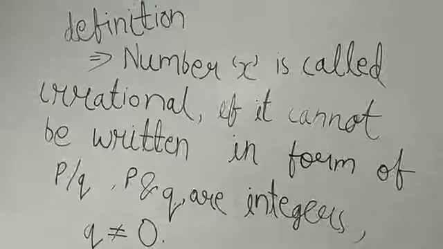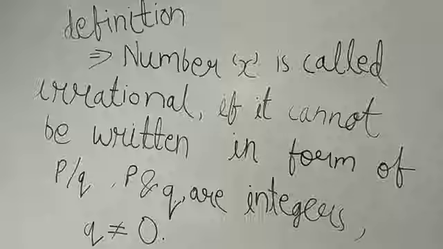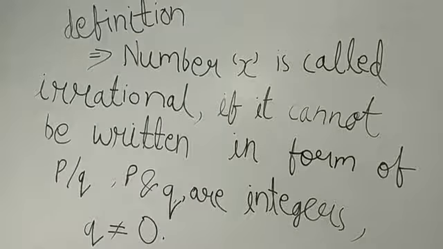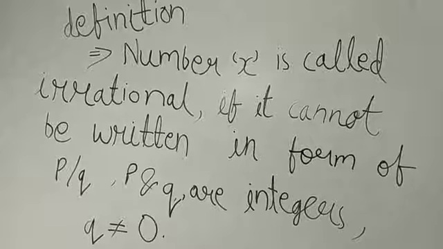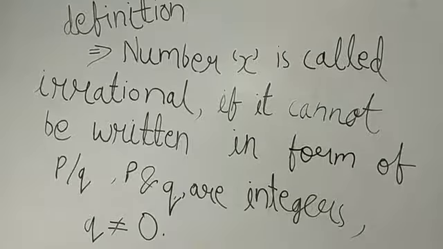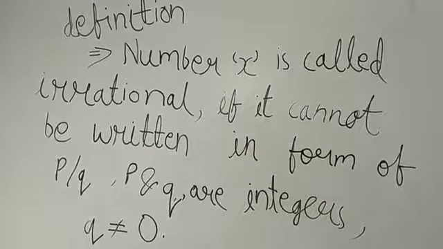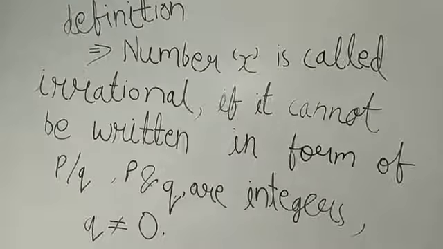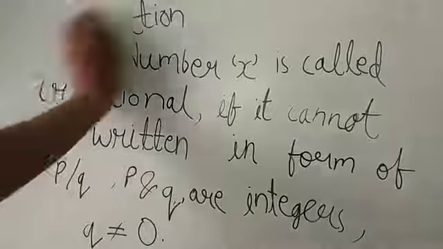So let's take a definition of it. A number x is called an irrational number if it cannot be written in the form of p by q, where p and q are integers and q is not equal to 0. As you might have noticed, it is the exact opposite of rational numbers. If you understand rational numbers nicely, then you will find it so easy to understand irrational numbers.